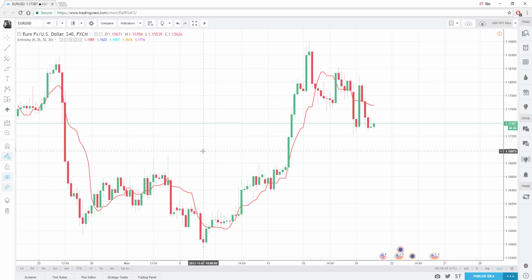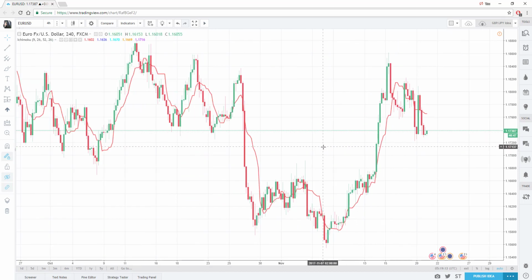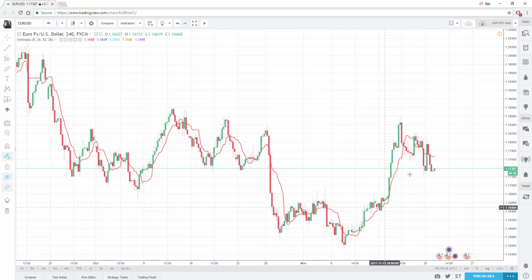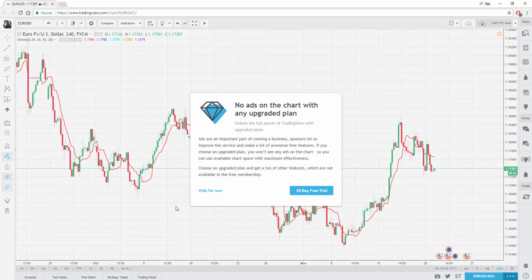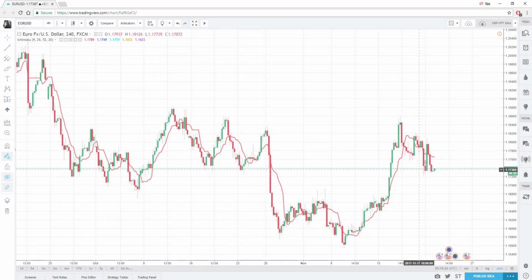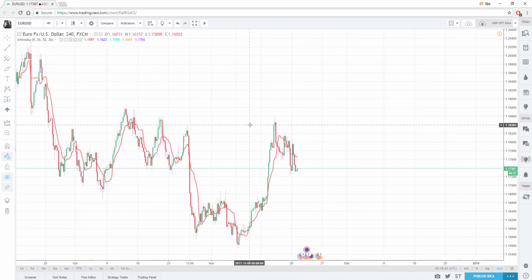So basically, it's a short-term trend line, and it moves with price just like a moving average. When it is below price, we are bullish. Above it, bearish on a short-term scale.